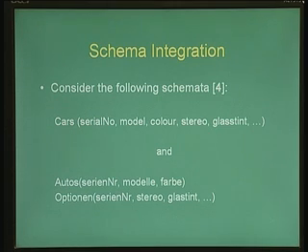Let us briefly look at what the complexity is in schema integration as well, and it is not as simple as it looks. Consider the following schemata that are shown here. There is a schema that, let us say, one of the OLTP sources uses, which uses a table called cars. And the cars table has different fields like serial number, model, color, stereo, glass tint and so on and so forth. Everything is in one table.